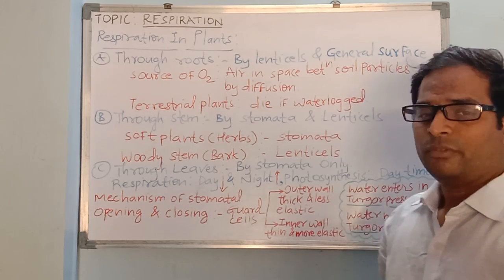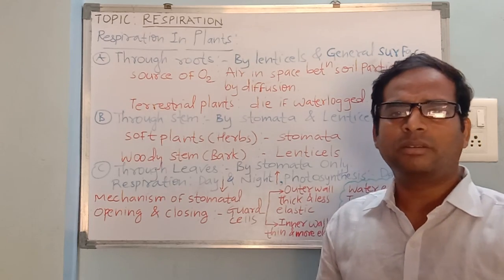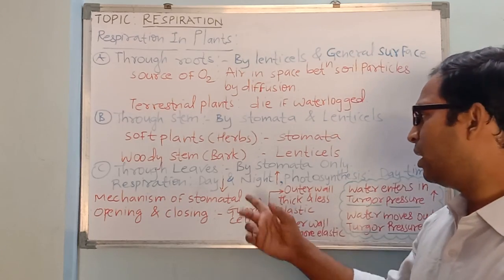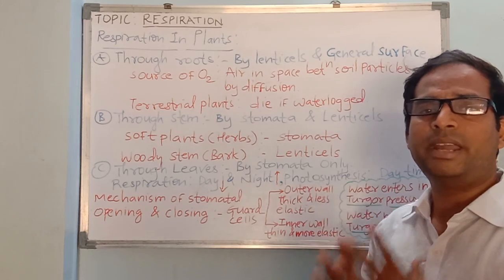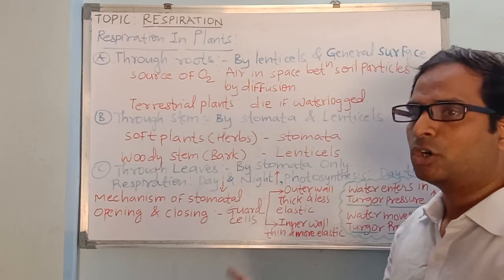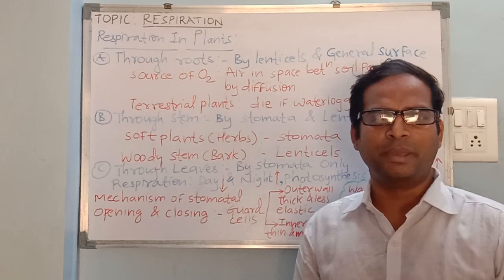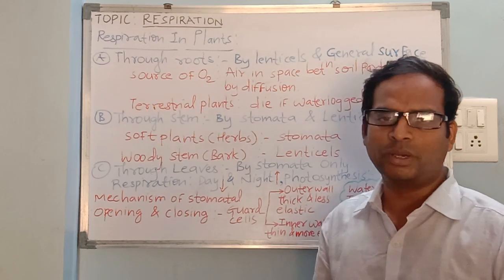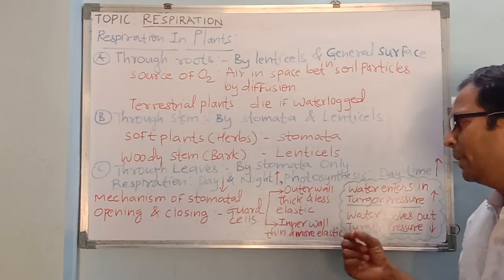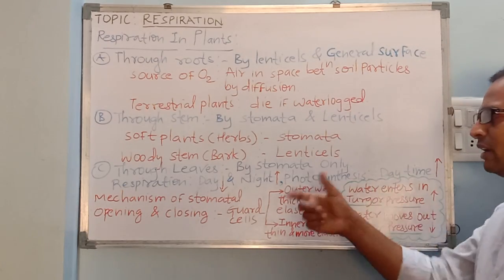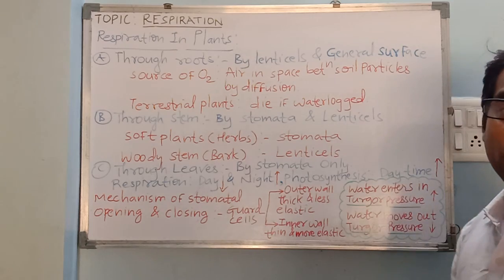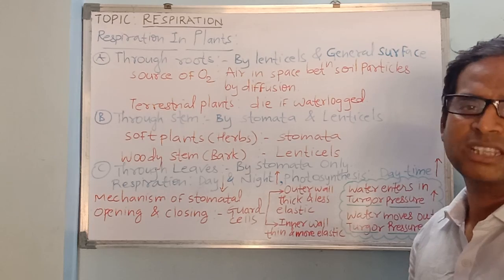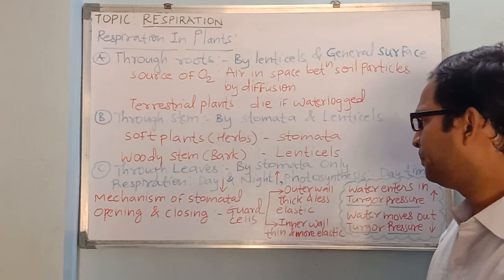Now, both respiration and photosynthesis occur simultaneously. When it comes to respiration, it occurs day and night. But photosynthesis occurs mainly during daytime. Sunlight is essential for photosynthesis. So when we compare photosynthesis and respiration, photosynthesis is faster during daytime and respiration is slower during night time, right?